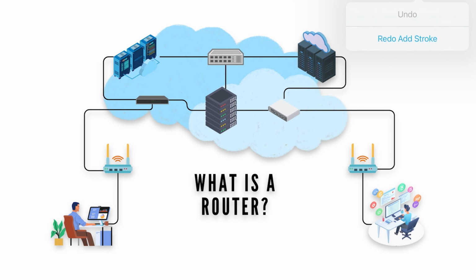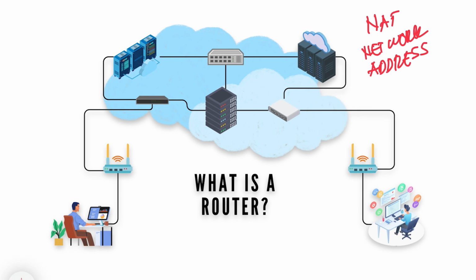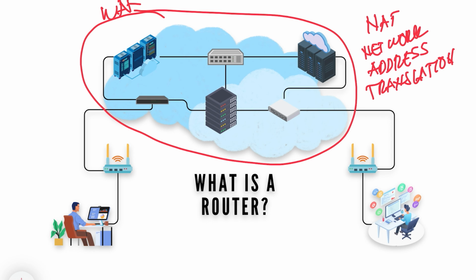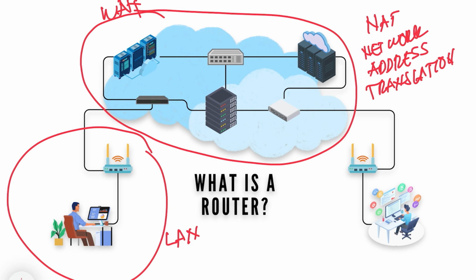Moving on to the other functionality of a router, which is NAT, Network Address Translation. Let's write that one. Network Address Translation. Okay, this network address translation often happens with the part of WAN and LAN. So we have WAN, we have this LAN.